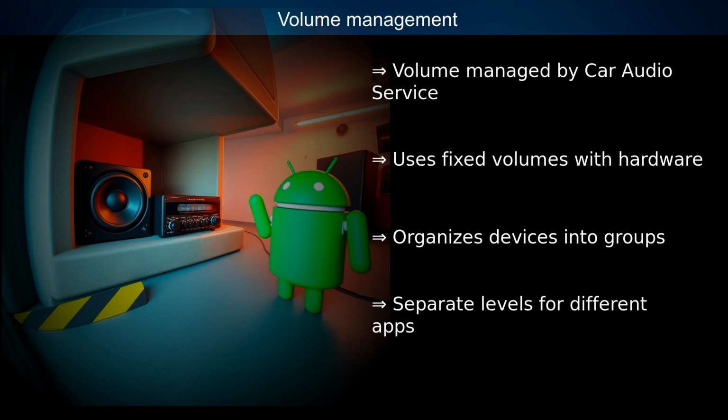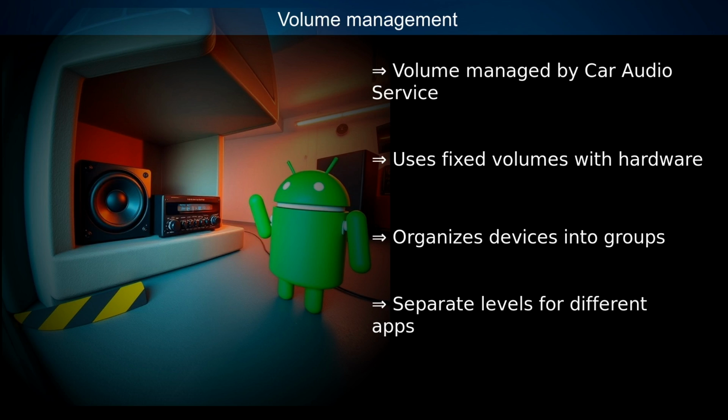Imagine your car has a fancy sound system with multiple speakers. There's one knob for volume, but it controls all the speakers at the same time, right? Well, that is kind of how volume management works in Android for cars. The Car Audio Service is responsible for handling all the volume settings. It does not really adjust the volume itself. Instead, it works with a hardware amplifier. Think of this like a powerful sound booster that is built into the car.